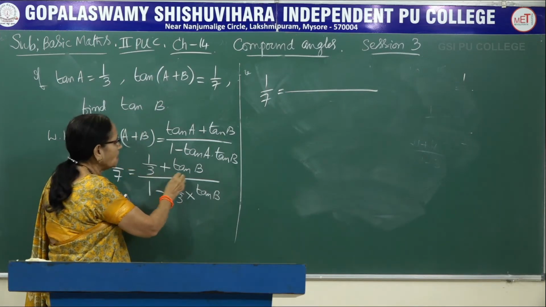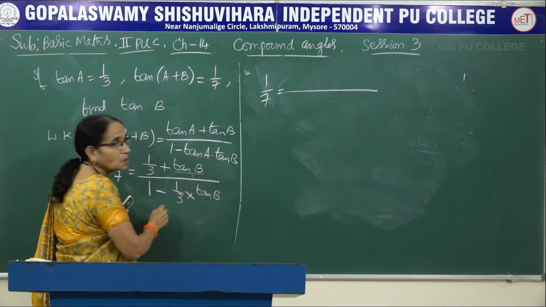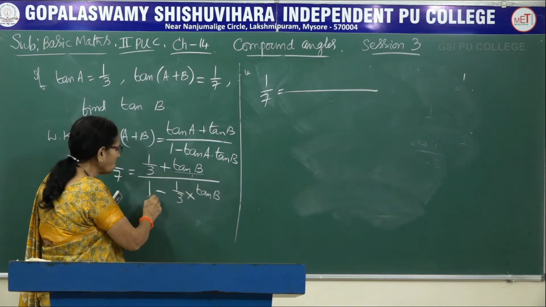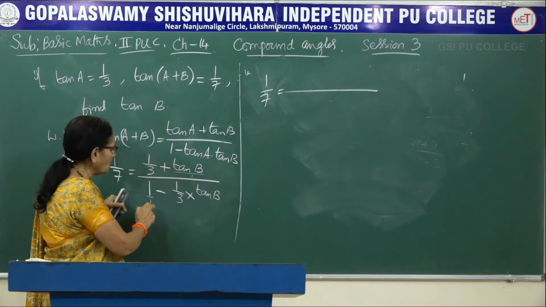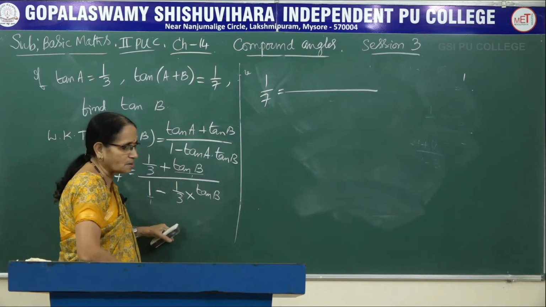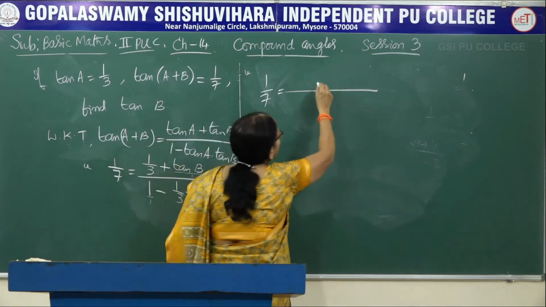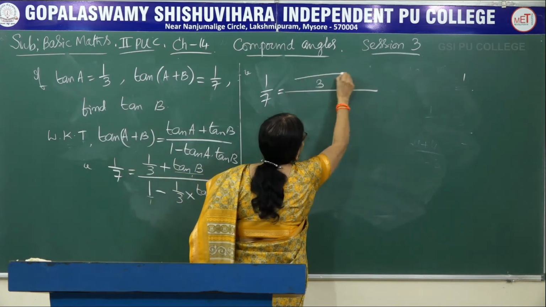1 by 3 and tan B can be written as tan B by 1. Same thing, 1 can be written as 1 by 1. So, 3 and 1, 3 is the LCM. 1 and 3, 3 is the LCM. So, here also the LCM would be same. So, write the LCM.